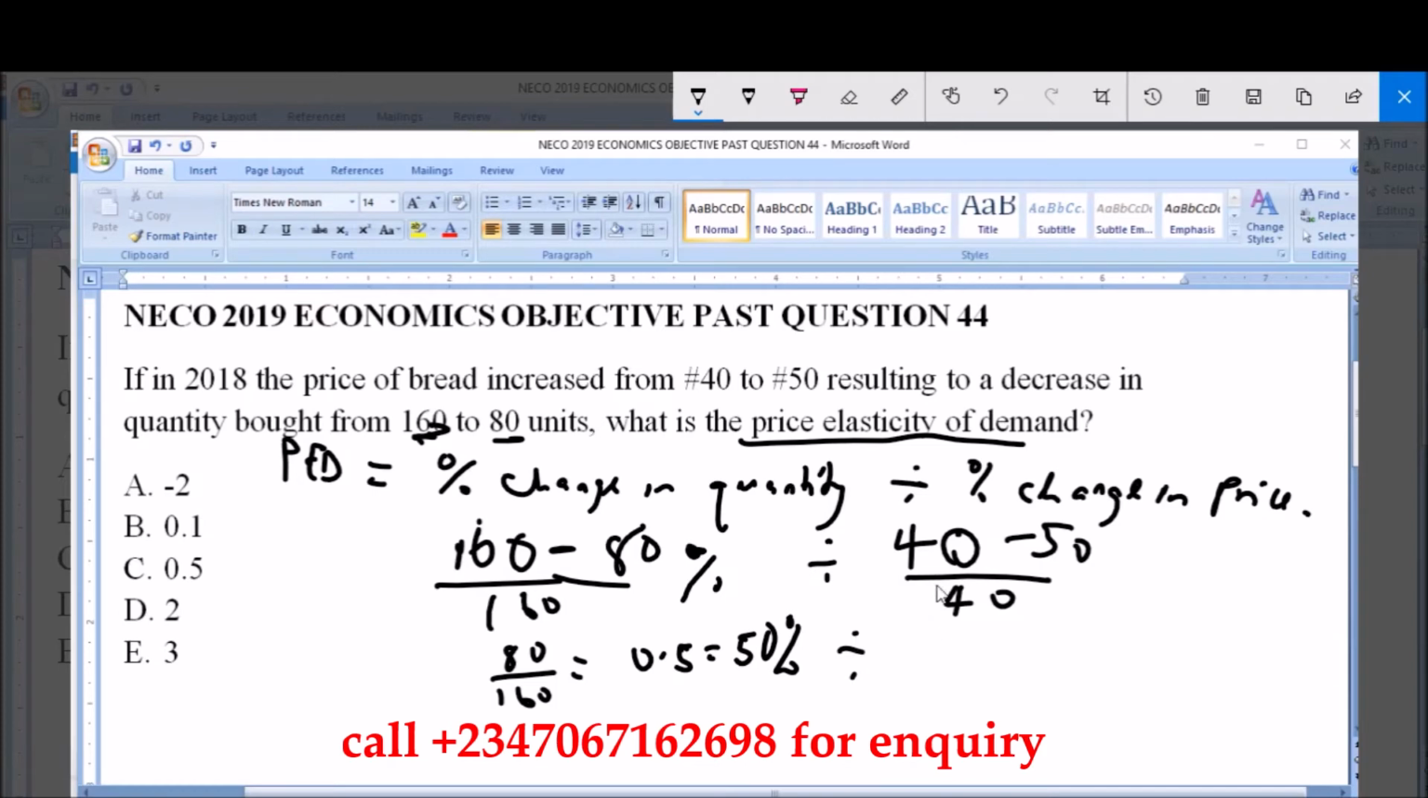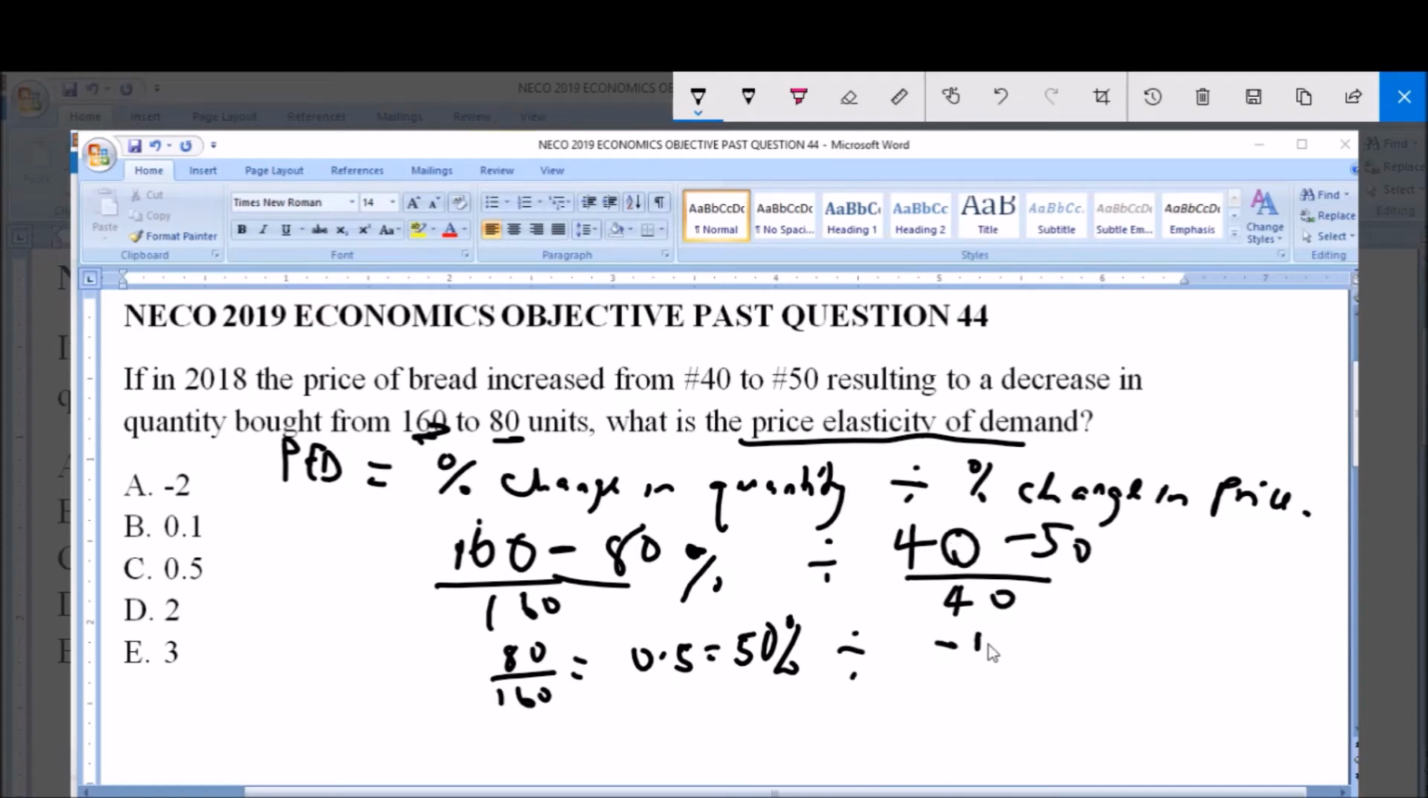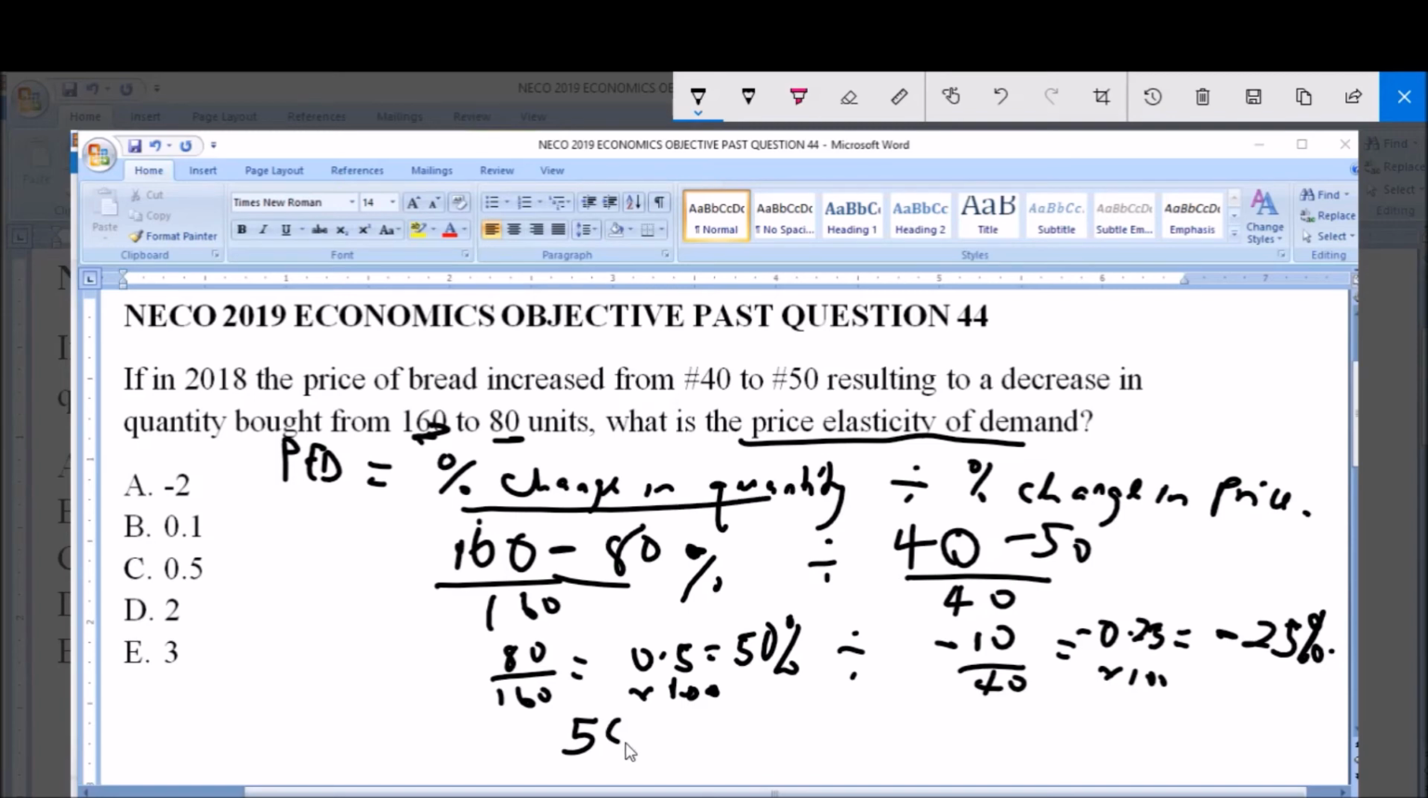Now that divided by 40 minus 50 is minus 10, so minus 10 over 40 is minus 0.25, or equal to minus 25%. Minus 25%, that is this multiplied by 100, and likewise 0.5 multiplied by 100. So 50, like we said, percentage change in quantity, which is 50 here and 25 here. So 50 divided by minus 25 is equal to minus 2.